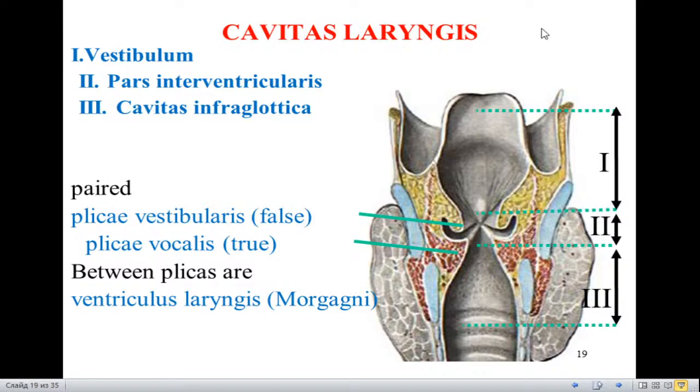The voice production of the larynx happens due to the vocal plicae, due to these structures. It's a mucomuscular elastic structure. So mucous membrane, muscular tissue, and elastic fibers are there. Between these plicae we have the rima glottidis.